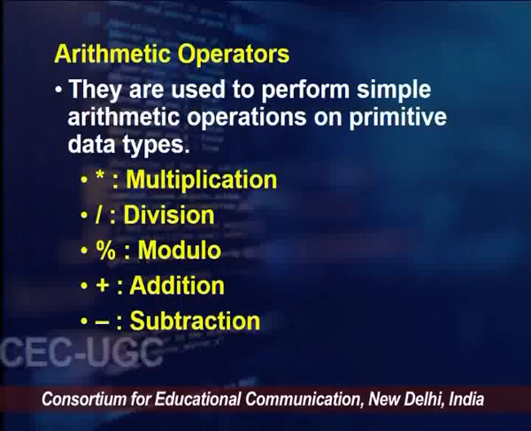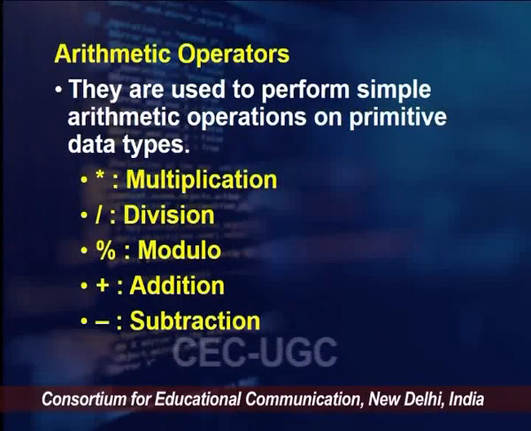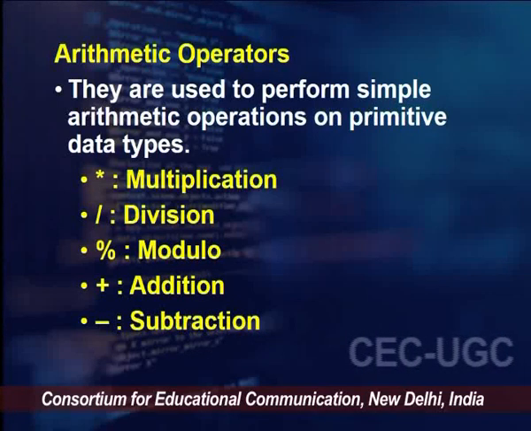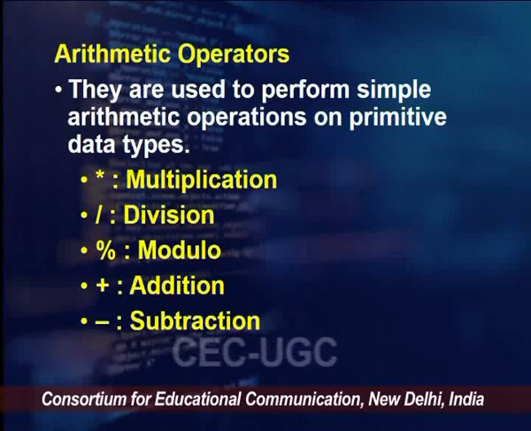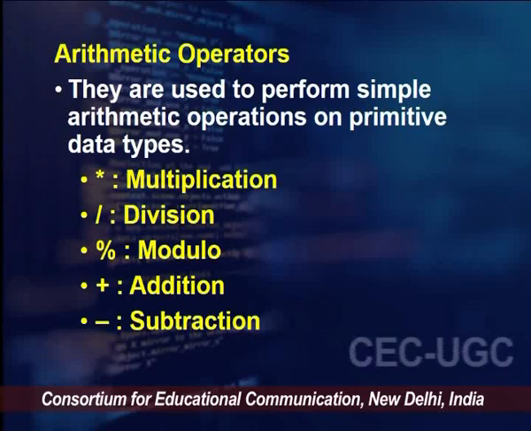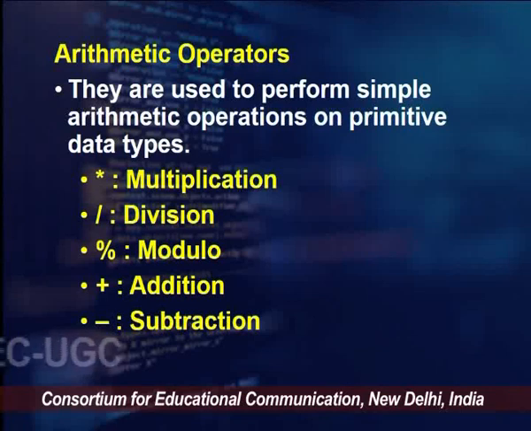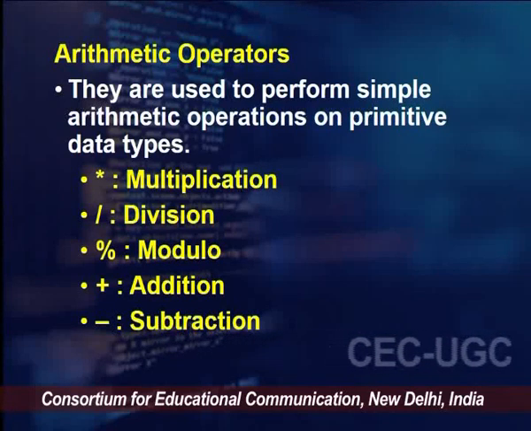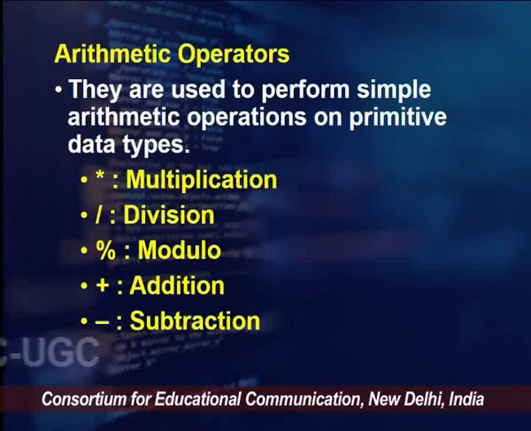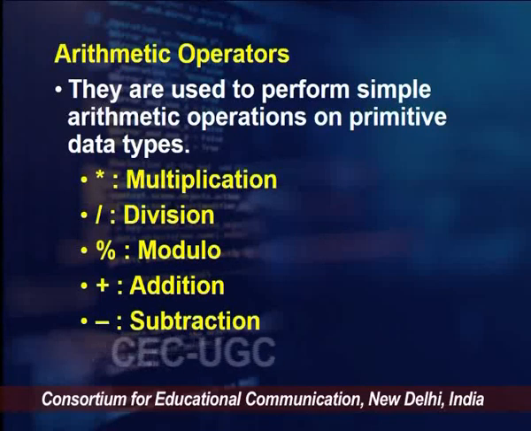So let us begin with arithmetic operators, the most trivial ones, used to perform simple arithmetic operations on primitive data types. If we want to use them for non-primitive data types, we need to do some special kind of programming. These are multiplication, division, modulo, addition, subtraction. I am sure you all must be aware of this. Modulo is going to give you the remainder. For example, 10 mod 3 is going to give you 1.